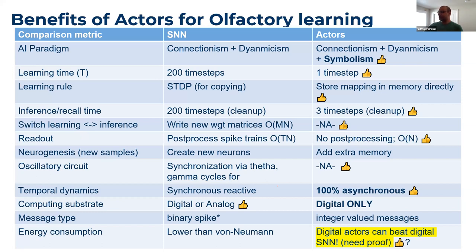So my hope is that the spiking model is really energy efficient. It's much better than von Neumann computers like CPUs and GPUs. But if I implement these actors in hardware, I'm hopeful that it will be much more energy efficient even than a spiking neural network. So it can be much more energy efficient compared to neuromorphic computing as well.